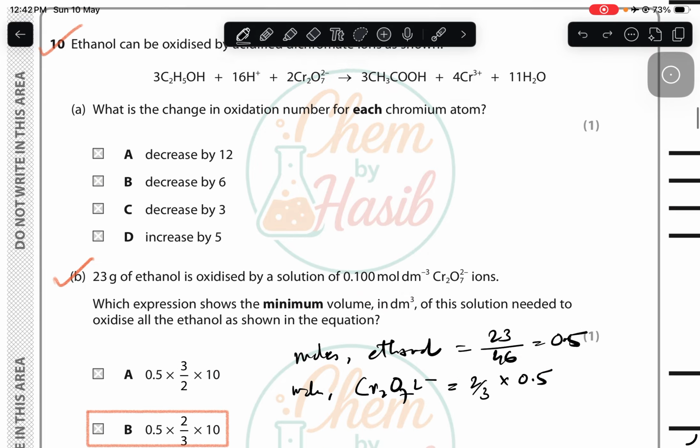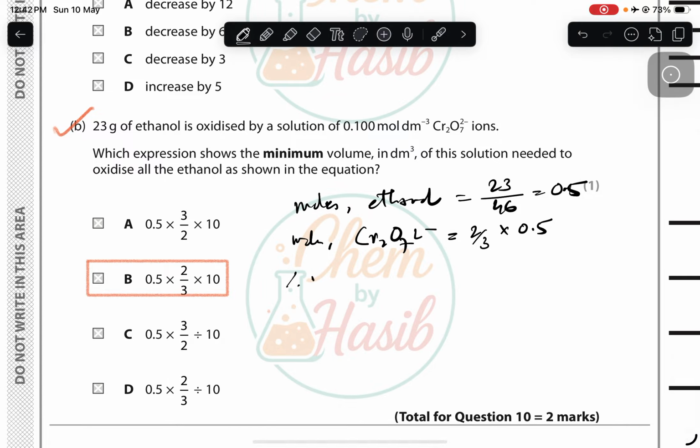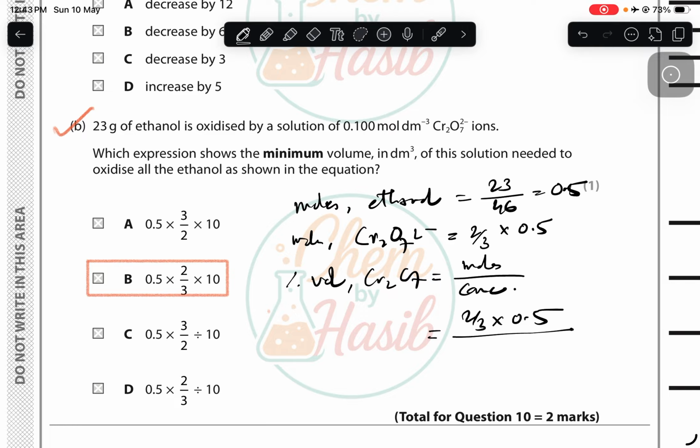So therefore, volume of dichromate required will be equal to moles divided by concentration. Moles is 2 by 3, it is 0.5, divided by concentration. Concentration is what? 0.1, right? So if you calculate this, it would be 0.5 times 2 by 3 times 10. So if you take the reciprocal of 0.1, 1 divided by 0.1 is 10, right? So that's what they have written here.